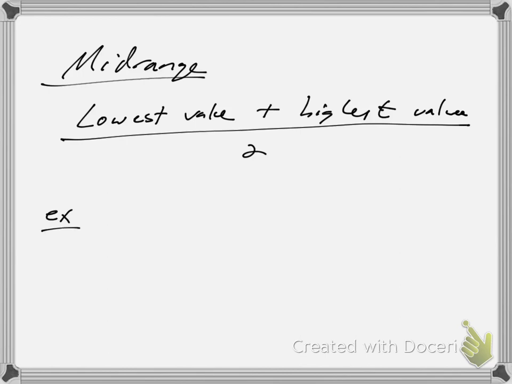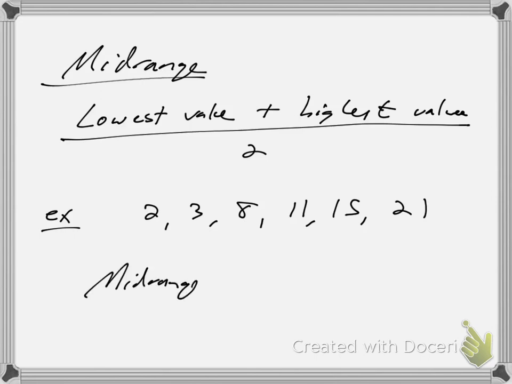So if I have these numbers, 2, 3, 8, 11, 15, 21, as a data set, my mid-range would be, sorry, the lowest value, my bad. 2 is the lowest value, plus the highest value, which is 21, and divided by 2. It's that simple. 23 divided by 2 is 11.5.